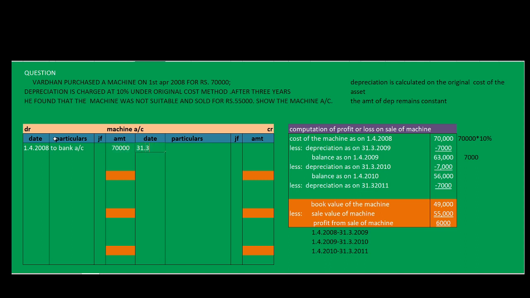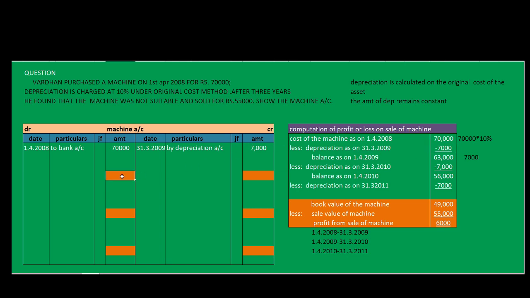Now on 31st March 2009, we are going to calculate depreciation because we have completed one financial year, 2008 to 2009. So every year at the end of the financial year, we have to find out the depreciation and provide for it. So by depreciation account, amount is equal to 7,000. Already you have this in your working. Just look at that and you can post it.